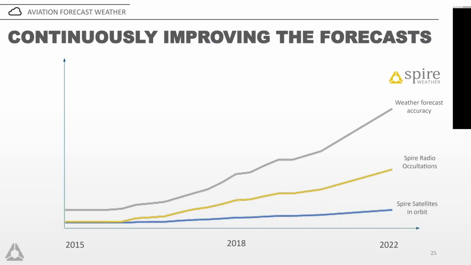So radio occultation technology allows Spire to continuously improve weather forecast accuracy, as we launch more and more satellites every month.